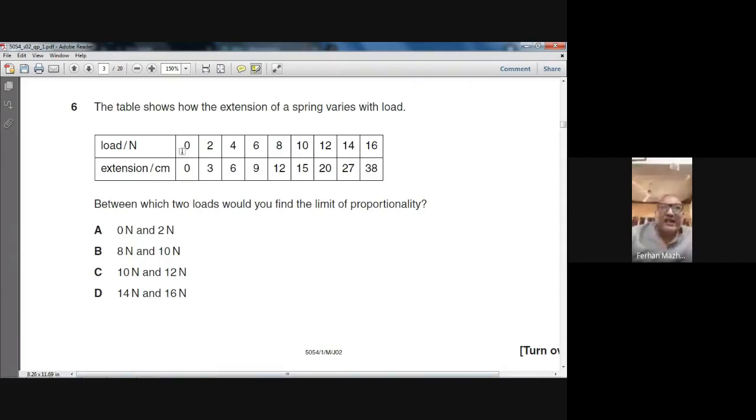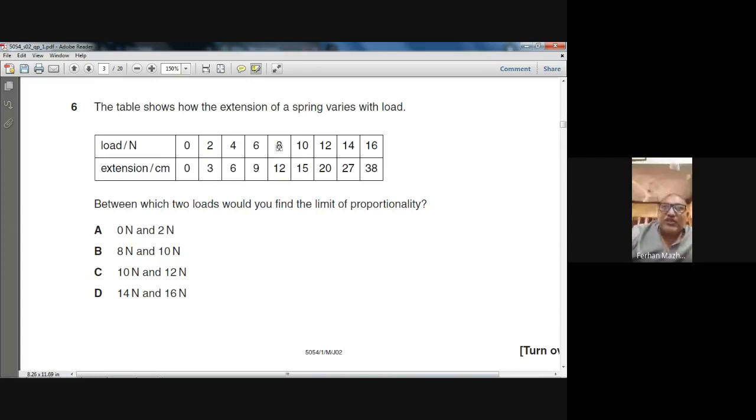You see, here I have increased the load by 2 Newton, and the extension has increased by 3 centimeters. Again, I increased it by 2 Newton from 2 to 4, and the extension increased by 3. Again, I increased the load by 2 Newton from 4 to 6, and the extension changed from 6 to 9. So equal change in the load gives equal change in the extension, so they are directly proportional to each other.